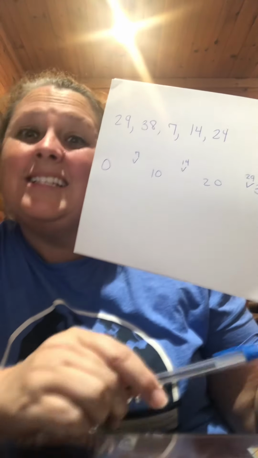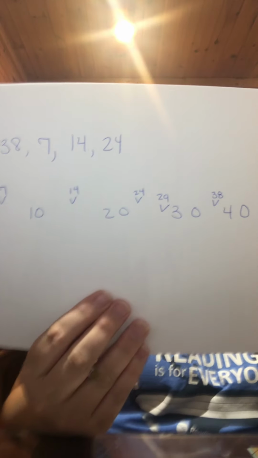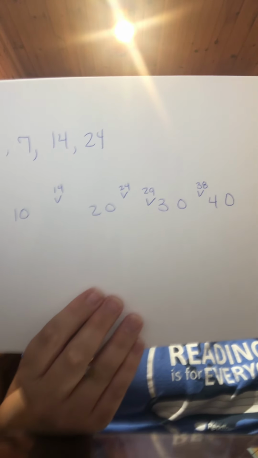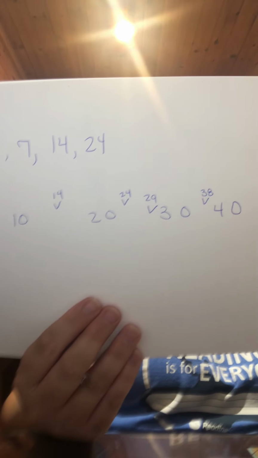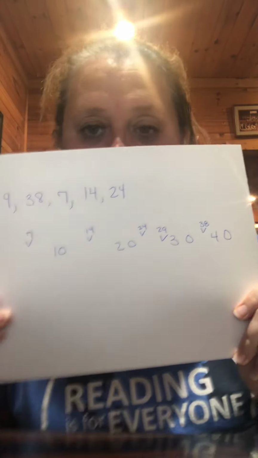Because 24 is less than 29, right? So then I sequenced it on the number line. Do you see that? And that's how you put numbers on a number line. And if you'll draw this, you're going to see it better.